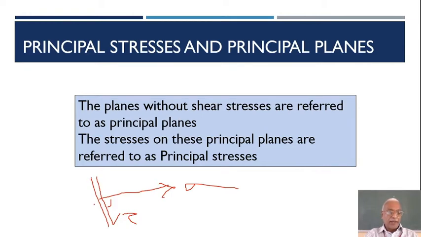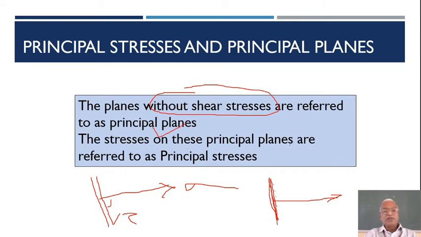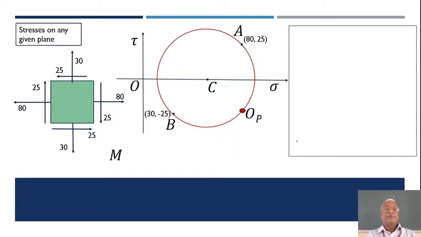Now if you find a plane without any shear stress, meaning a plane with only normal stress, maybe tensile, maybe compressive, but no shear stress, such a plane will be referred to as a principal plane. So it is very easy to remember: the planes without shear stresses are referred to as principal planes and the stresses on these planes are referred to as principal stresses. Okay, we'll go to the next slide.